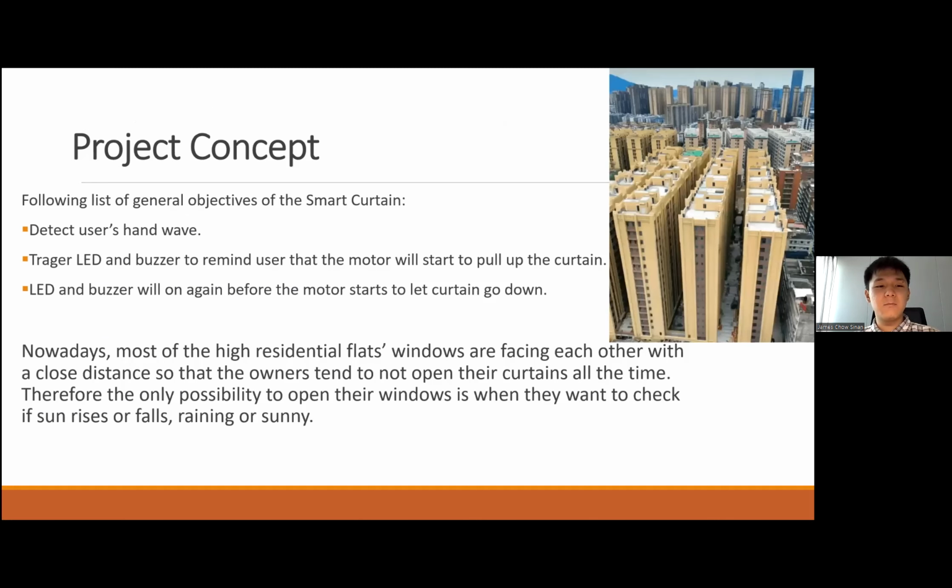My project concept is to use IR sensor to detect user hand movement, followed by triggering LED and buzzer to remind user that the motor will start to pull up the curtain. And then the LED and buzzer will turn on again before the motor starts to let the curtain go down.